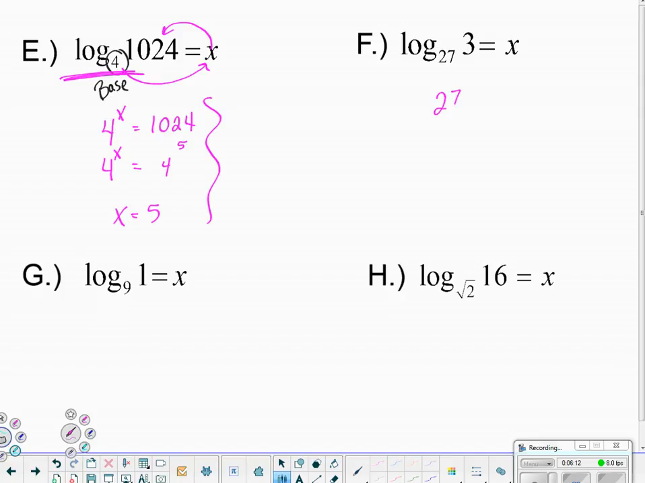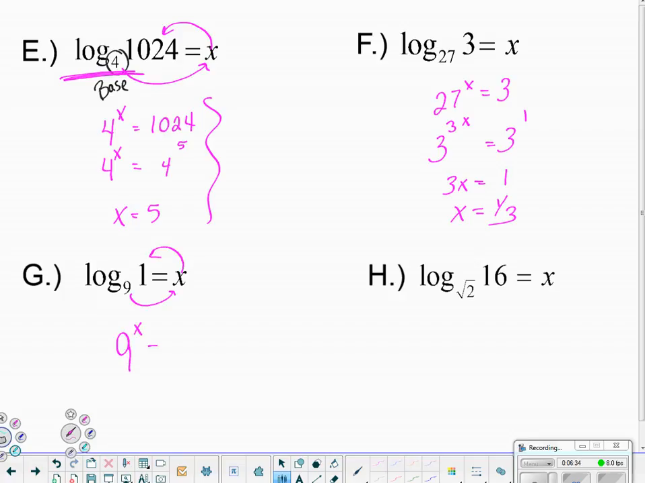not 2 to the 7th, 27 raised to the x gives me 3. Well, 27 is 3 to the 3rd raised to the x, that's 3 times x, gives me 3. That's like a 1 over there. 3x equals 1. Exponents must equal in this scenario. X equals 1/3.